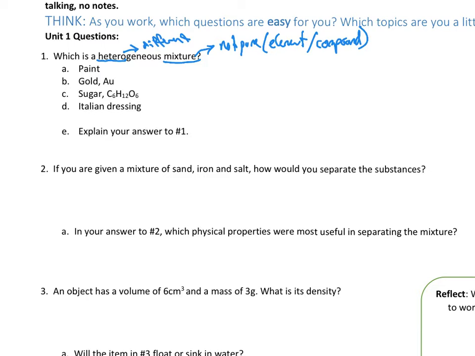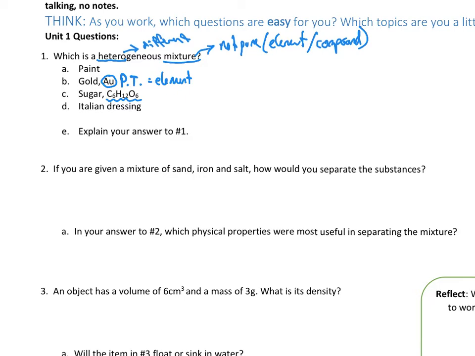So as we look through this mixture of possible answers, a couple of things stand out. First off, I see gold here, and I see this symbol. That symbol is from our periodic table, and since it's from the periodic table, I know that that is an element. Another thing I notice, I see sugar, and I see all of this.